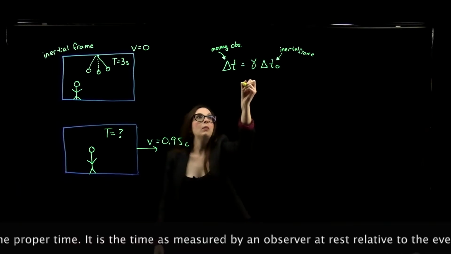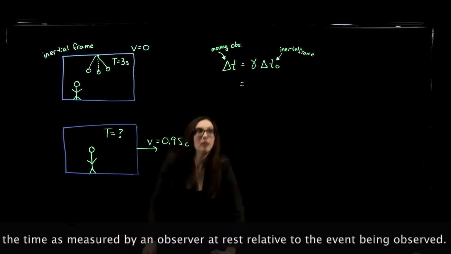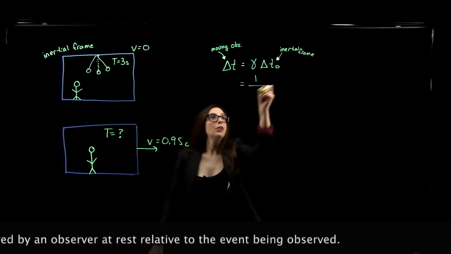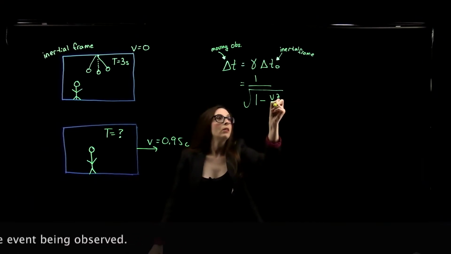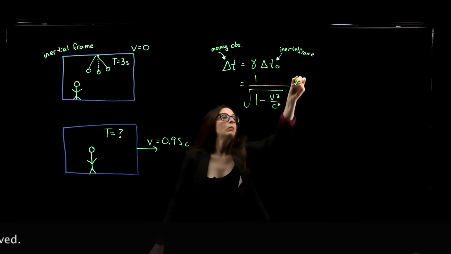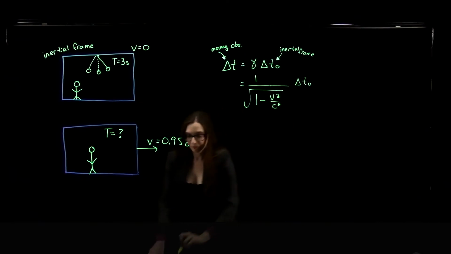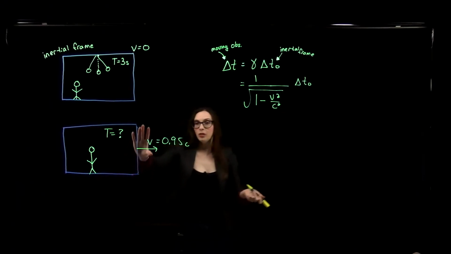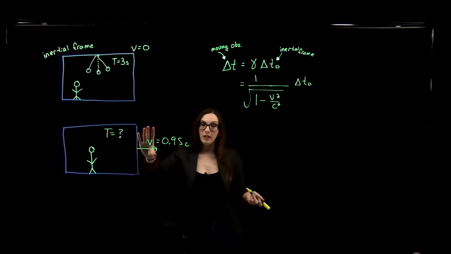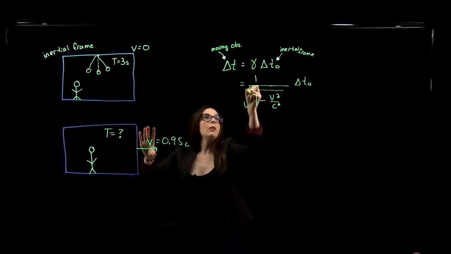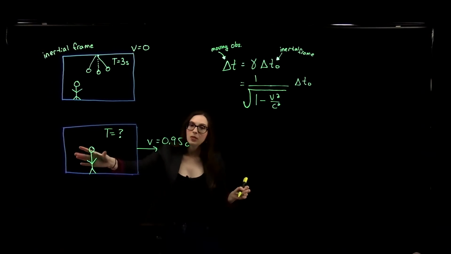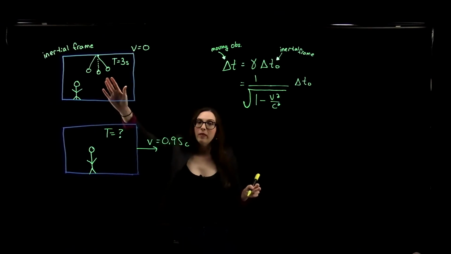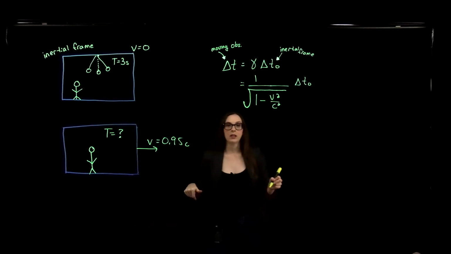Our quantity gamma is 1 over the square root of 1 minus v squared over c squared. And then we multiply that by delta t naught. This v is the speed at which my observer here is moving. So now we can just plug in these quantities and figure out how long it takes from this observer's perspective for that pendulum to complete one oscillation.